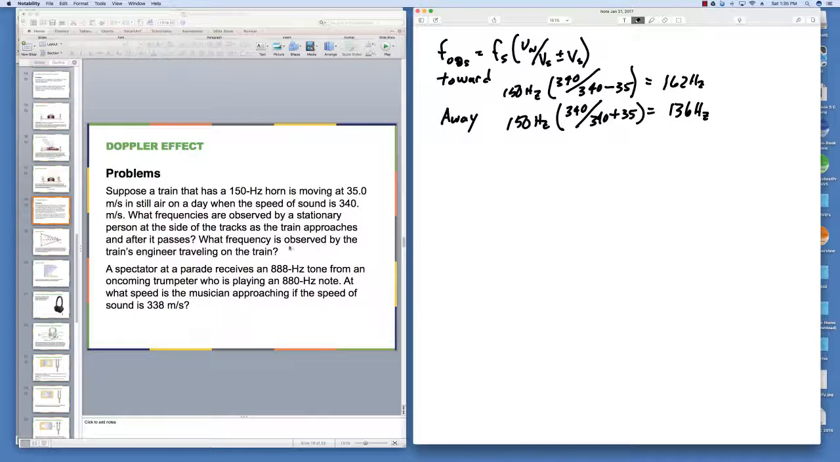Now the last part of this is kind of a trick question, because if he's on the train, he's moving with the train, so relative to the train, he's stationary. So he would hear the sound as it is being emitted.